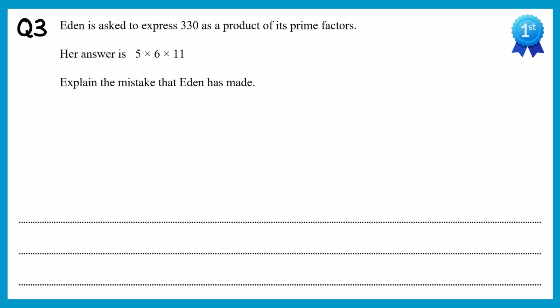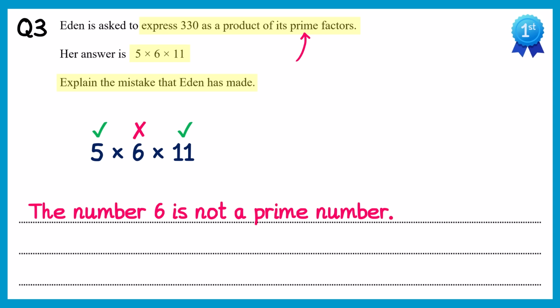In this question, Eden has been asked to express 330 as a product of prime factors. Her answer is 5 multiplied by 6 multiplied by 11, and we need to explain the mistake that Eden has made. Now, when you express a number as a product of prime factors, all of the numbers you use must be prime numbers. If we look at Eden's answer, 5 and 11 are prime numbers, but 6 is not. So when explaining the mistake here, we could say that the number 6 is not a prime number.